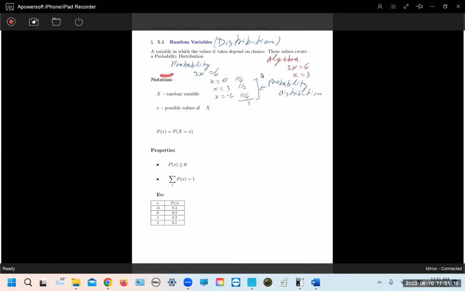So notation, big X is the random variable, and small x is the possible value of X. Obviously this one is given to you. Obviously, you need to find them.